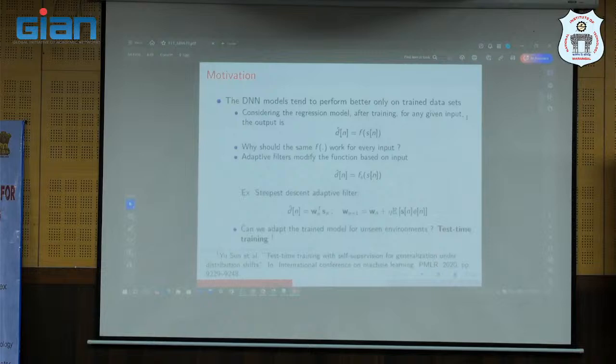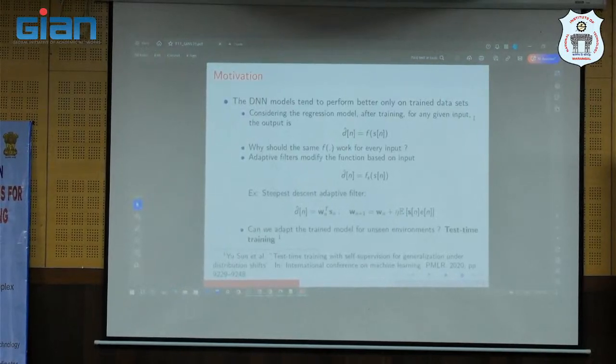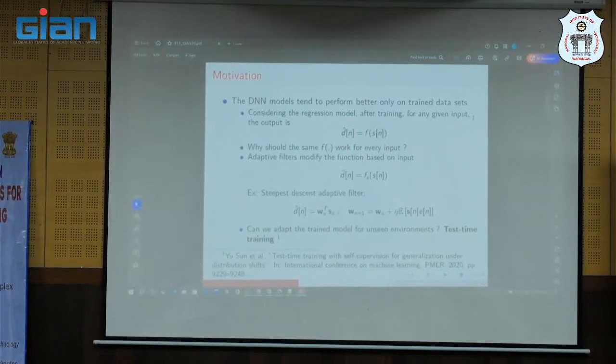So here we are trying to address the issue where we wanted to change the model itself based on the input signal so that it performs better on any testing environment. Okay, so if we change the testing environment, we wanted to change the model itself. The main motivation is coming from the adaptive filters. For example, if we take the steepest descent adaptive filter, the weights that we are using depend on the input. We change the adaptive filter at each time instant, and at each time instant the filter weights are dependent on the input.